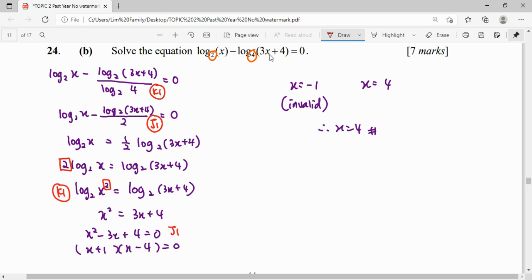Finally, we can simplify to get our quadratic and we use the factorization concept and we get our answer. For this answer, we have to check whether it is valid or not so that we can justify a correct answer. 1, 2, 3, 4, 5, 6, 7. So this is how we get 7 marks.